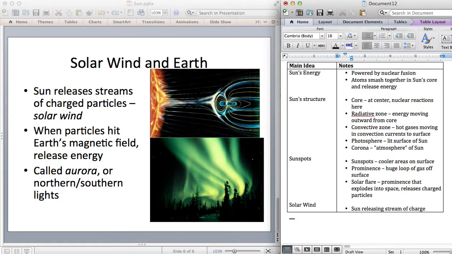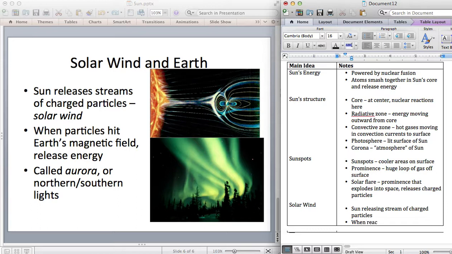And when this hits the Earth, it turns out the Earth has what we call a magnetic field around it. We didn't really talk about what that is, but when this hits the Earth's magnetic field, the particles release energy. So when they reach Earth, with a capital E because it's the planet, they release energy in the form of light, and these are called the auroras, right? Or the northern or southern lights.